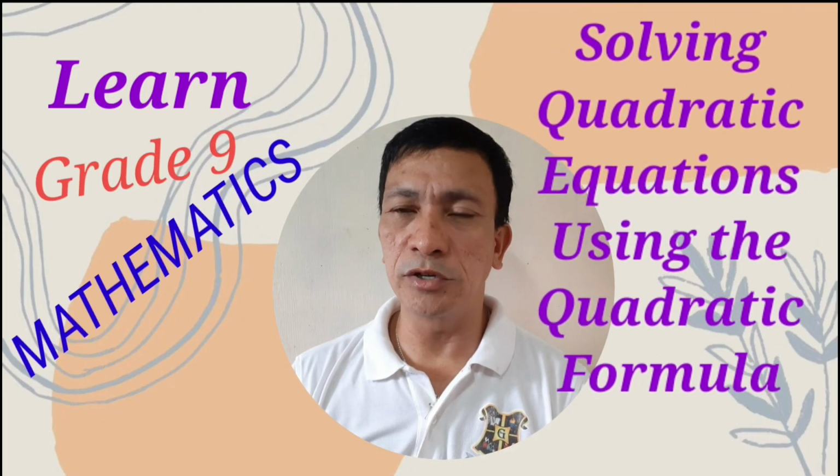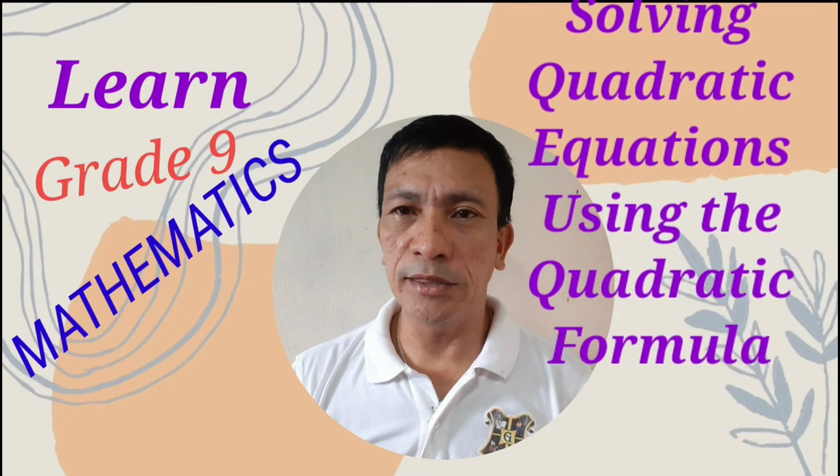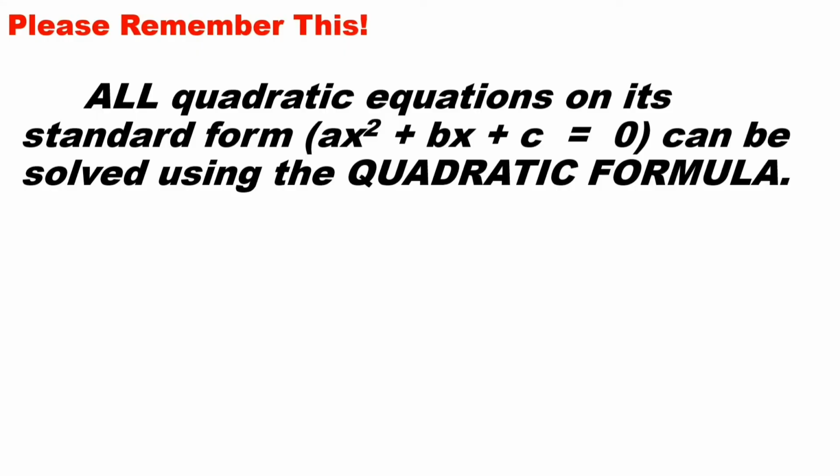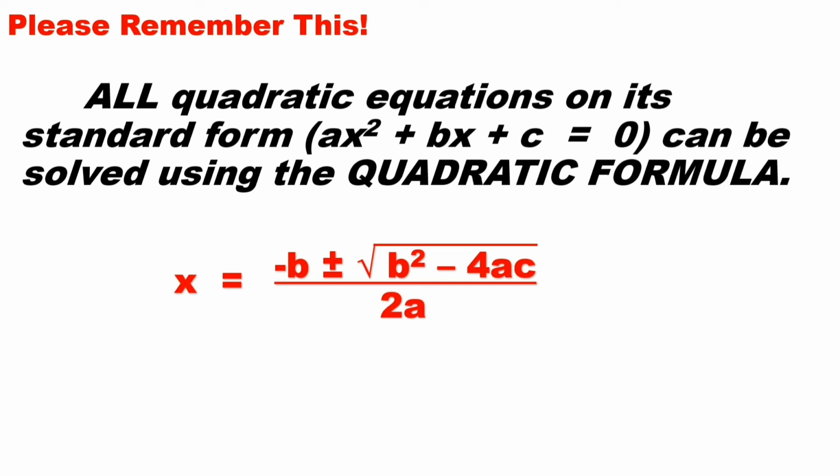Solving quadratic equations by using the quadratic formula. All quadratic equations in standard form, ax squared plus bx plus c equals 0, can be solved using the quadratic formula. x equals negative b plus and minus square root of b squared minus 4ac all over 2a.